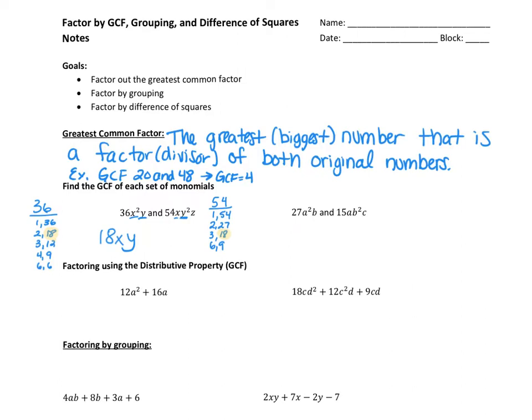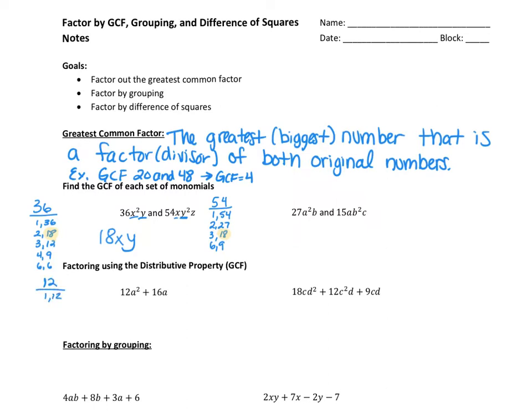All right, let's put this into action. So I'm going to look at the one right below this, 12a squared plus 16a. We're using the reverse distributive property. So essentially I'm looking to take out the greatest common factor. If I look at 12 and 16, I need to think about what's the GCF. 12 and 16 are both divisible by 2, but I don't think that's going to be the GCF. If I need help again, I can make a little chart.